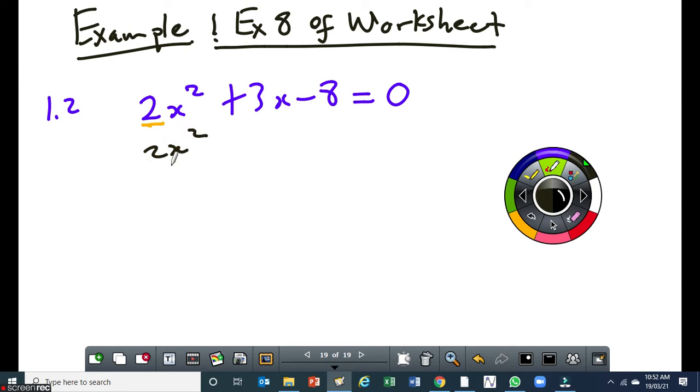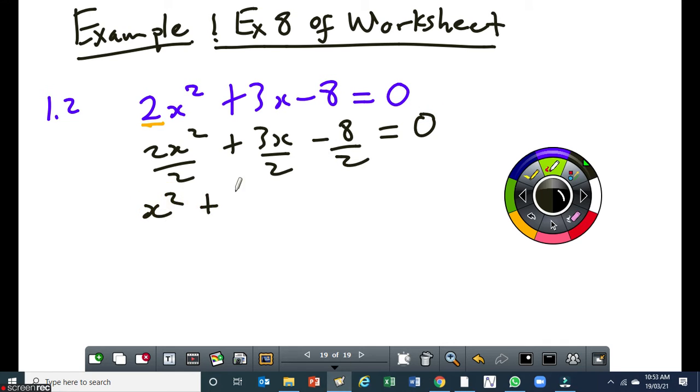So this becomes 2x squared over 2 plus 3x over 2 minus 8 over 2, equal to 0. Then you end up having x squared plus 3 over 2x minus 4 equal to 0. I hope you are following. If I want to complete the square, I told you about the concept of a perfect square trinomial last week, or probably this week as well, right? So, that's the first step.